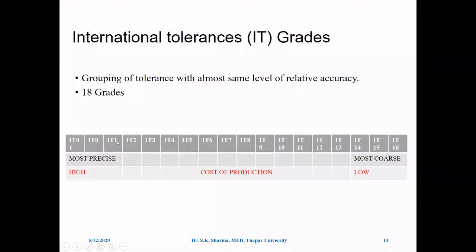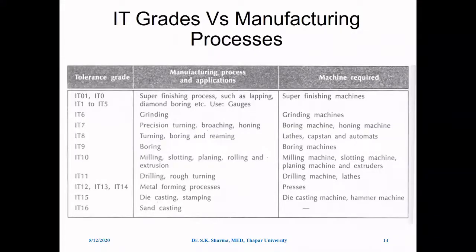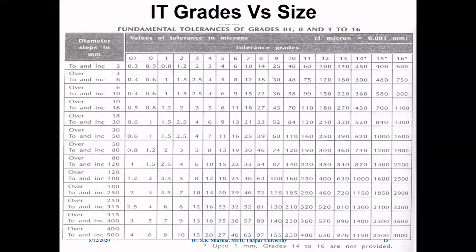Whereas as the number tends towards 0, 1 or 0 on this side, the tolerance band is very tight. It means we are not allowing much variation in the size. That means we have to have very sophisticated machinery and very skilled labor, so the cost goes up. We also had a discussion on different processes that we normally use. Then we also discussed this chart. Basically, this chart shows the relationship between an IT grade and the size for any given tolerance grade. These are the 0, 1, 0 up to 16. So these are the 18 tolerance grades.